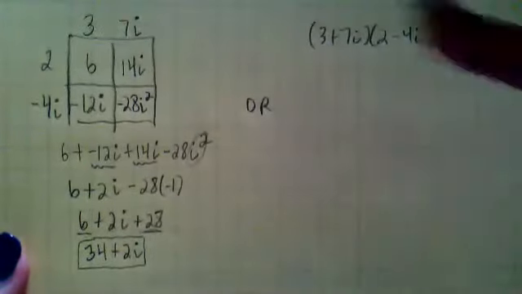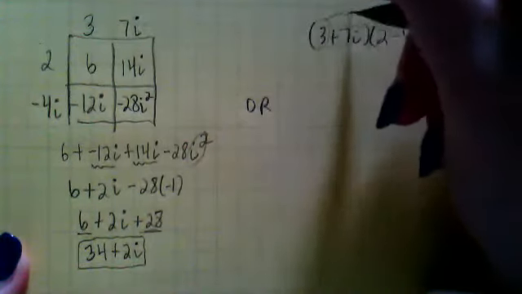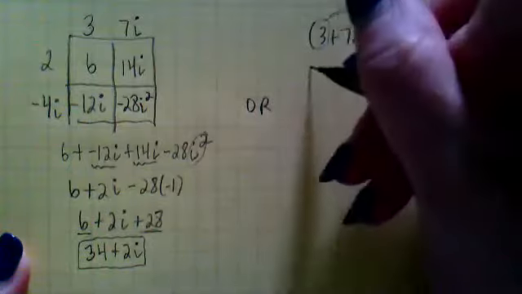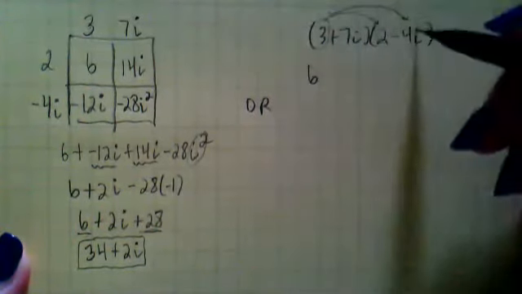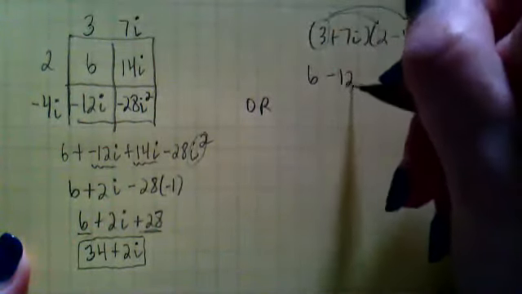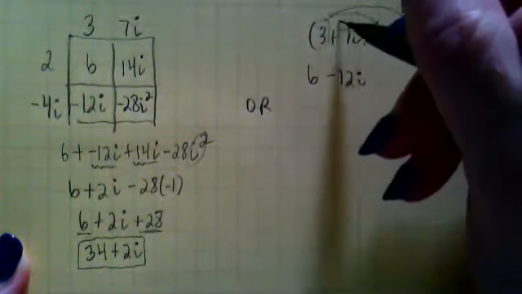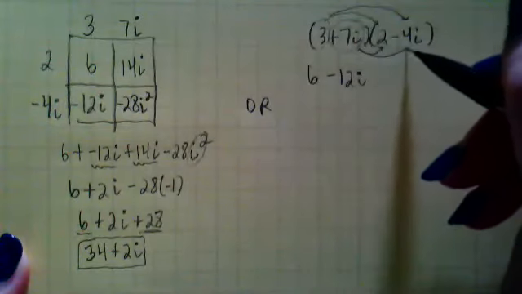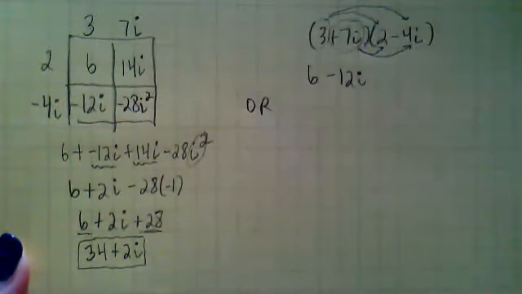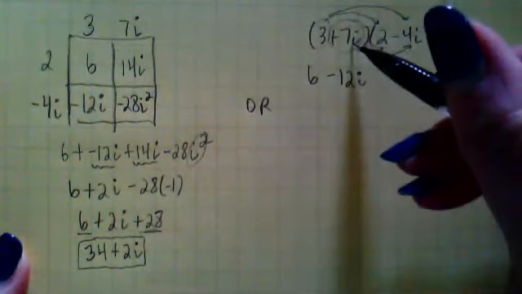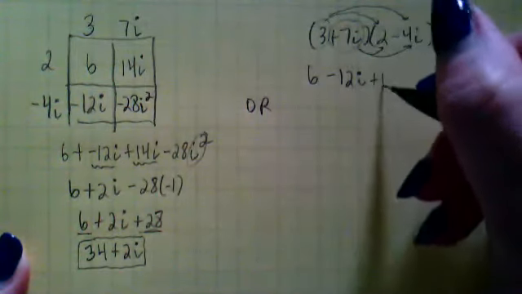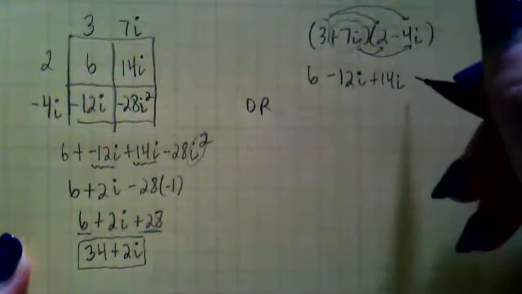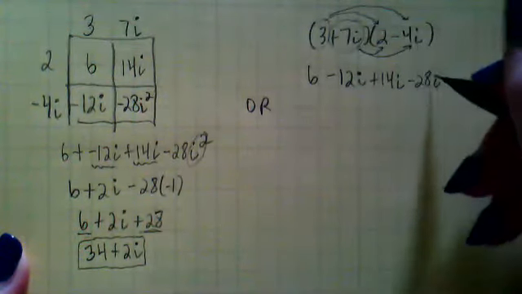Okay. So if we take the 3 and we distribute it to both terms in the other complex number, we get 3 times 2, which is 6, and 3 times negative 4i, which is negative 12i. And then we do the same thing with this other term, the 7i. We distribute it to both pieces or terms in the other complex number. So 7 times 2, which is 14i. And then 7i times negative 4i, which is negative 28i squared.